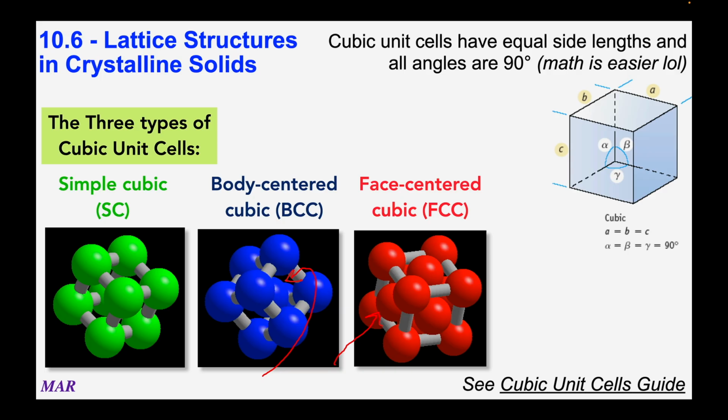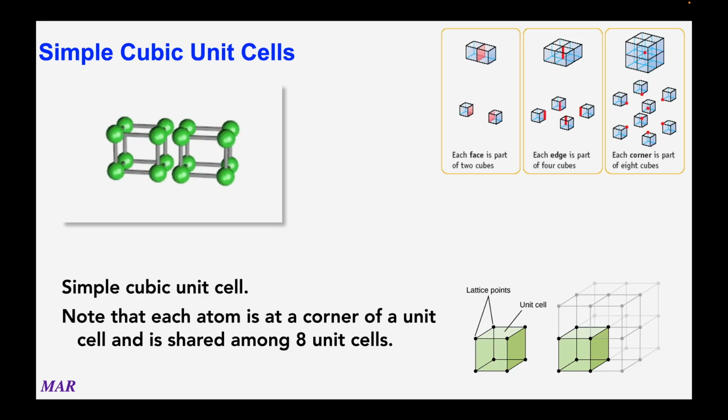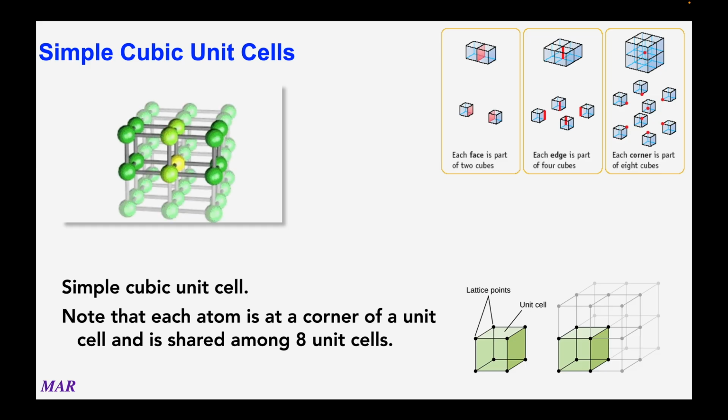So simple cubic, body-centered cubic, and face-centered cubic are the 3 types of unit cells, and we'll see how they can be used to describe the properties of metals and stuff like that. A simple cubic unit cell has 1 atom at each corner of a cube. The cells stack together to form a solid crystal, the overall shape of which has square edges.